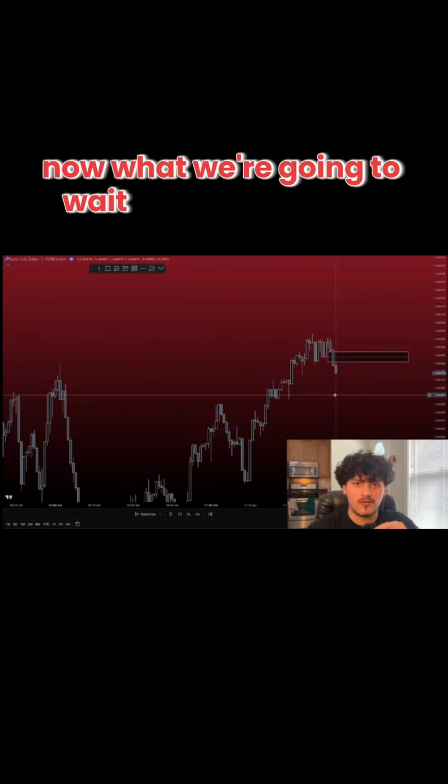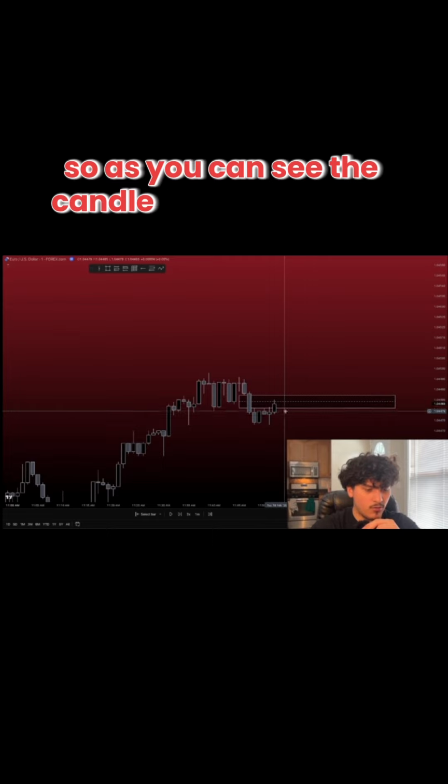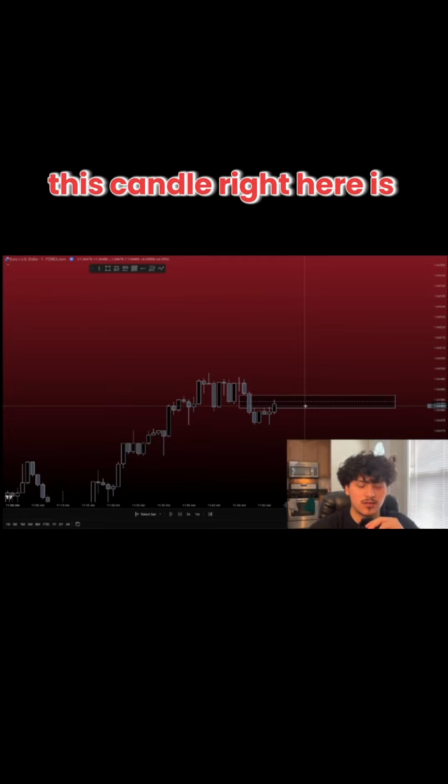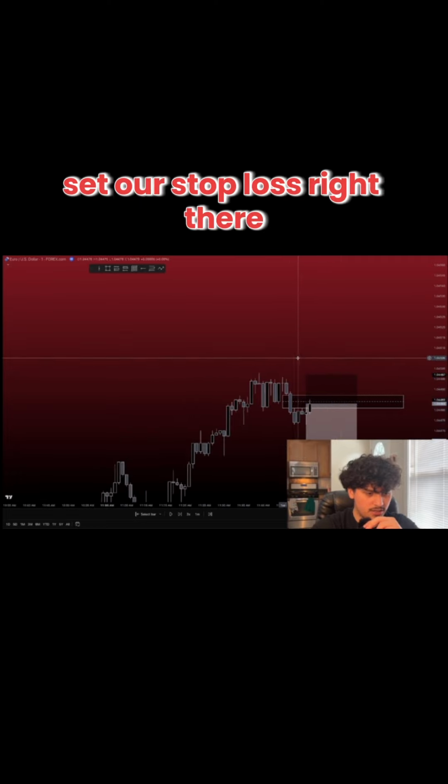Now what we're going to wait for is price to tap back into this gap. As you can see, the candle before did wick into the gap. However, it wasn't actually closed inside of the gap. This candle right here is closed inside the gap, which means you can't enter. So what we will do is go ahead and go right here, set our stop loss right there.